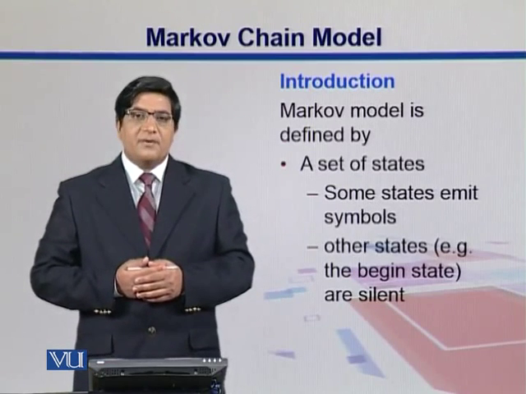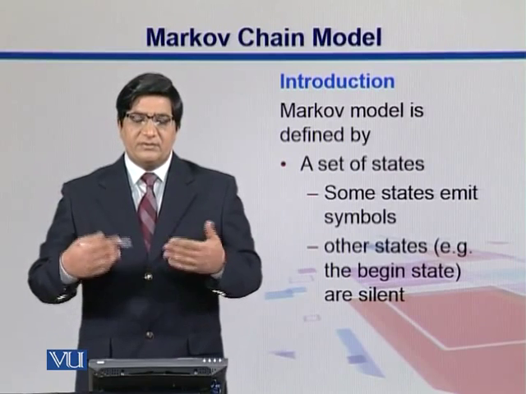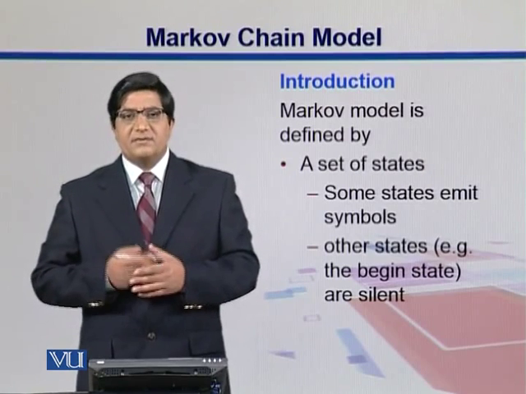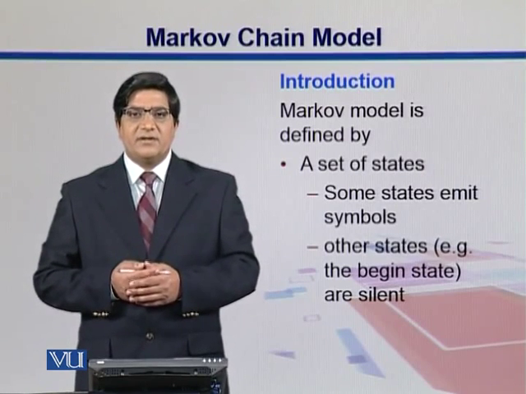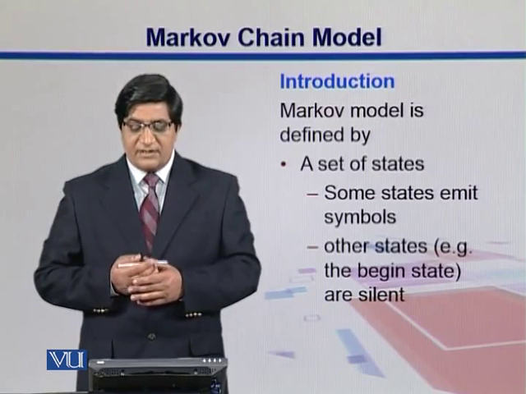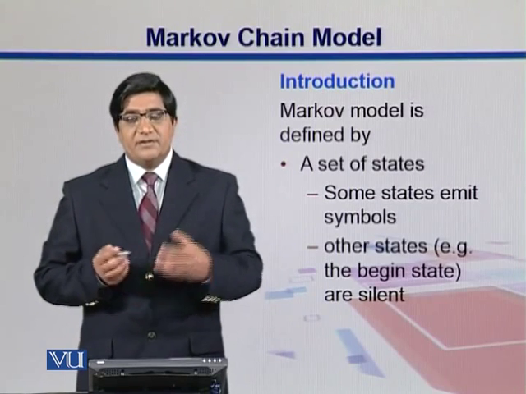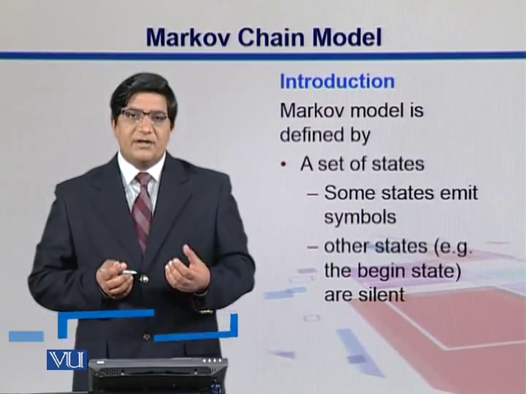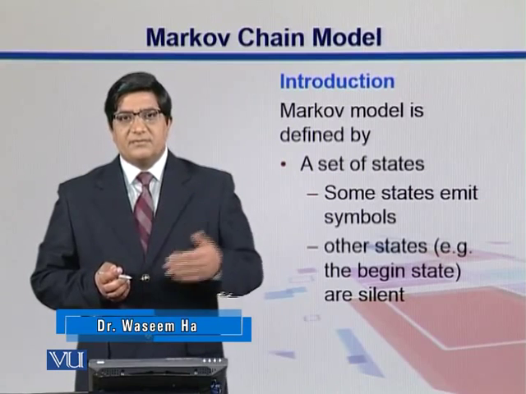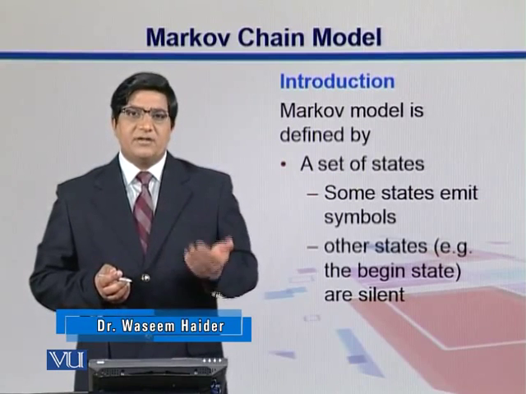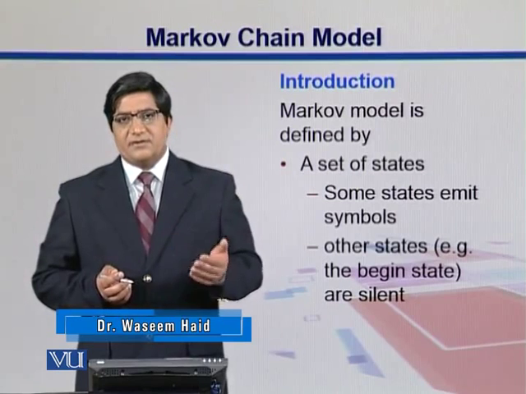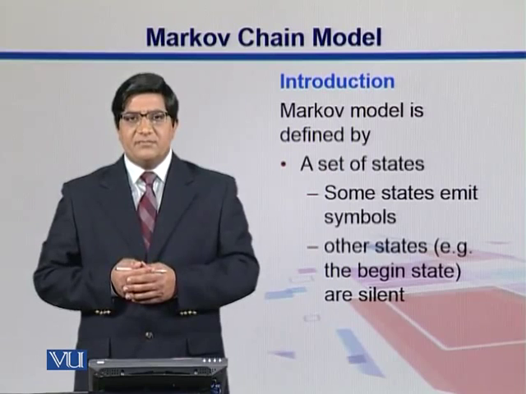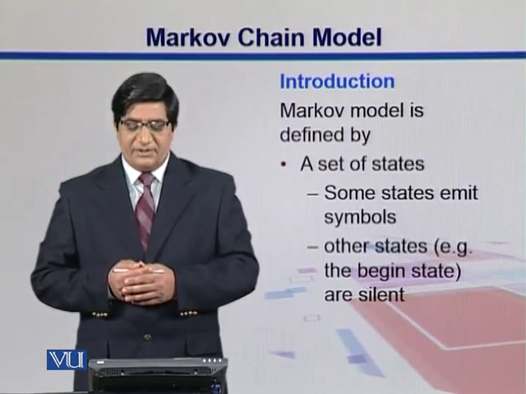A Markov model is defined by a set of states. We have seen that in these Markov models there are states, like for example in the dice we have fair and loaded. Some states emit symbols. While you are using a loaded die, you have some emissions, some outcomes coming out. You can get 1, 2, 3 or 4 up to 6, different numbers. These are the emissions, which are associated with probabilities. We'll call them emission probabilities.